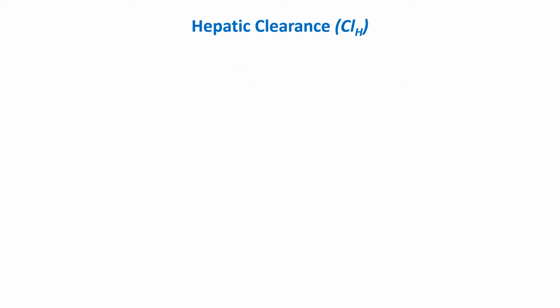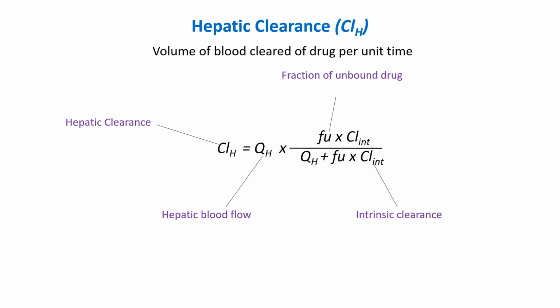As the liver is the main organ involved in drug metabolism, let's look into the pharmacokinetic concept called hepatic clearance. Hepatic clearance is the volume of blood perfusing the liver from which a drug is completely removed per unit time. It is influenced by factors such as liver blood flow, enzyme activity, and drug binding to plasma protein, as illustrated by this formula.